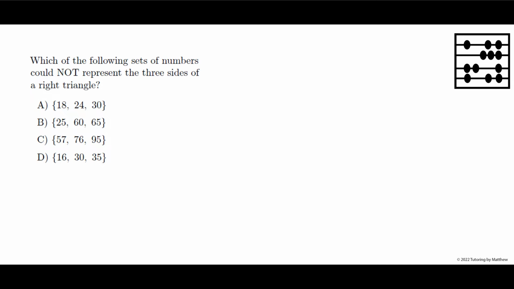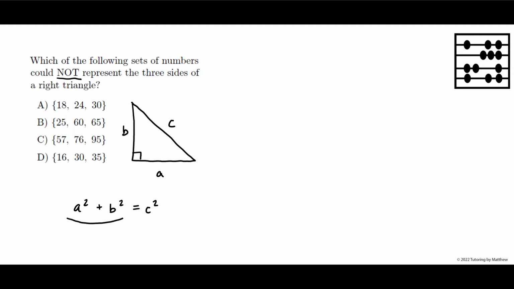Which of the following sets of numbers could not represent the three sides of a right triangle? Start by drawing a right triangle with side lengths a, b, and c. The Pythagorean theorem states that a squared plus b squared equals c squared. A and b are the legs, usually the two shorter sides, and c is the hypotenuse.